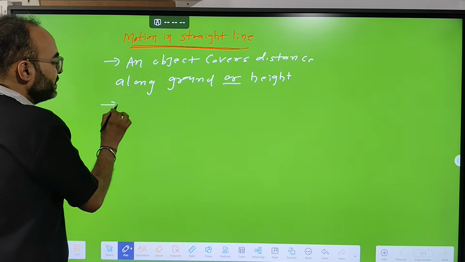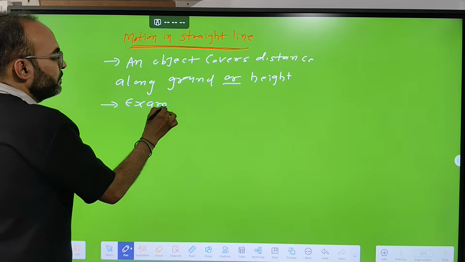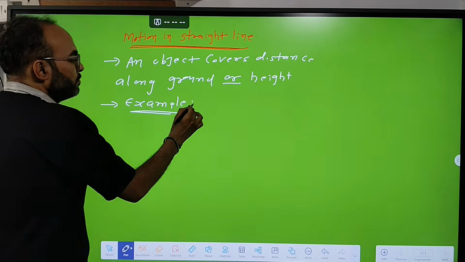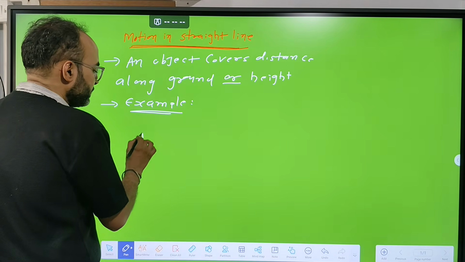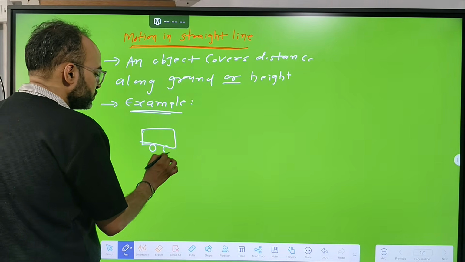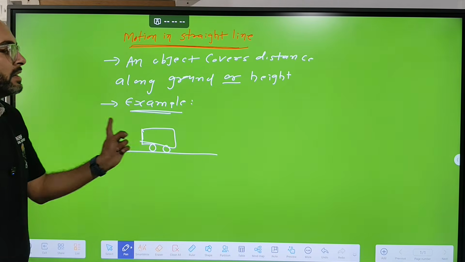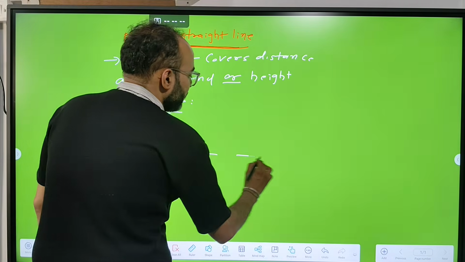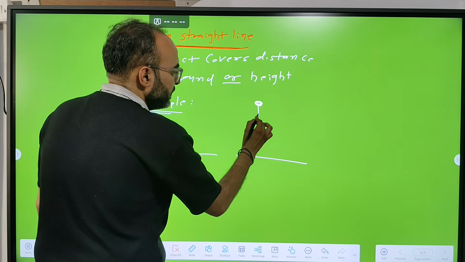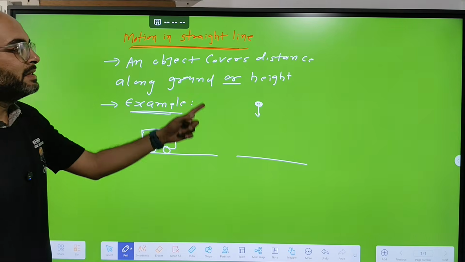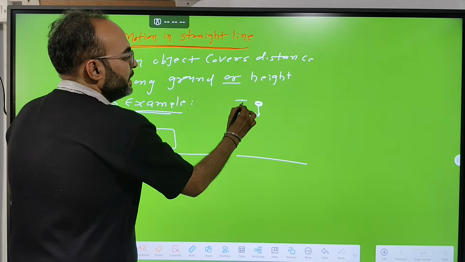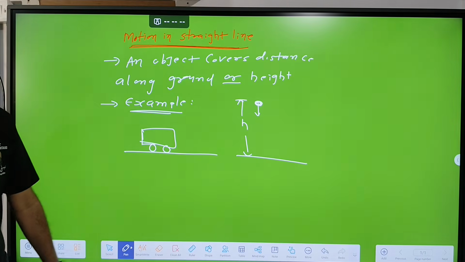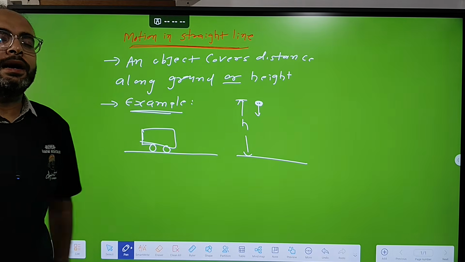Okay, now what are the examples? First example of motion in a straight line: motion of a car on a straight road. That car covers the distance along ground only. Suppose a free falling body, that body covers distance along height only. So that is known as one dimensional motion, either distance covered along ground or height.